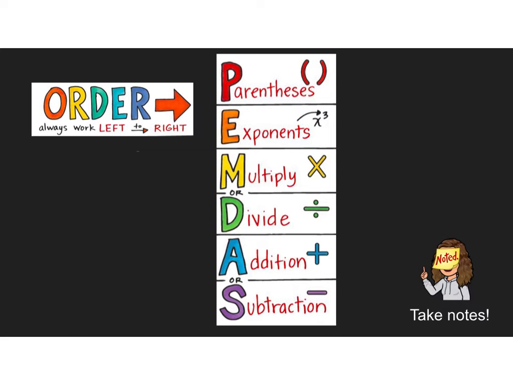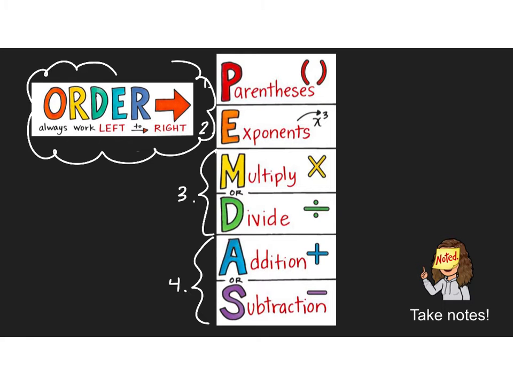The acronym that we use to remember the order of operations is PEMDAS. PEMDAS stands for parentheses. Always, always parentheses are going to be first. And then we're going to do exponents next. Exponents are what we learned about yesterday, repeated multiplication. Then we can multiply or divide depending on what comes first when we work from left to right. And then we can add or subtract depending on what comes first when we work left to right.